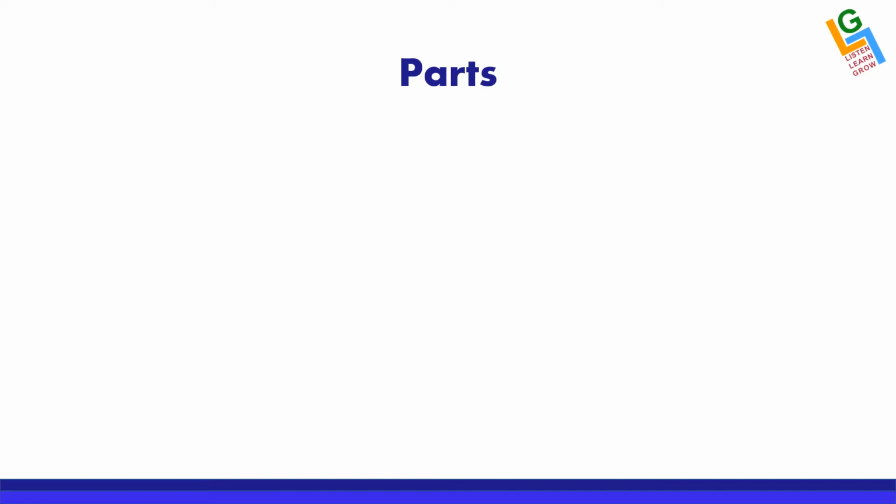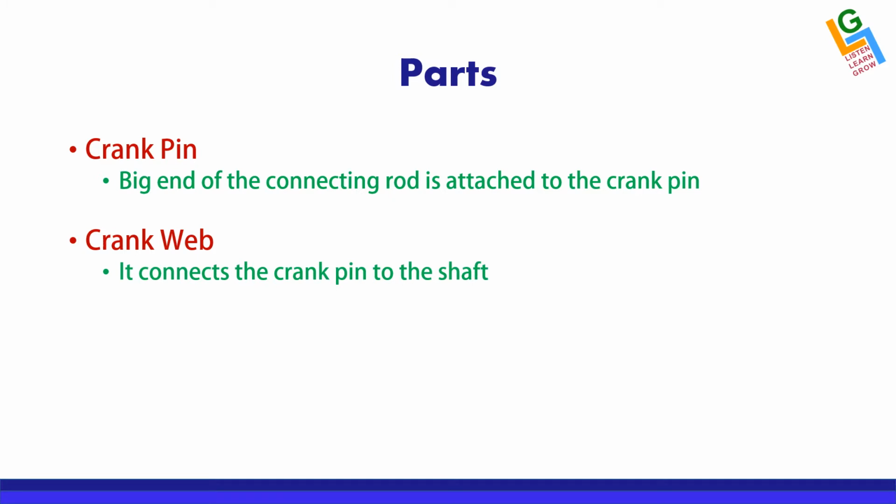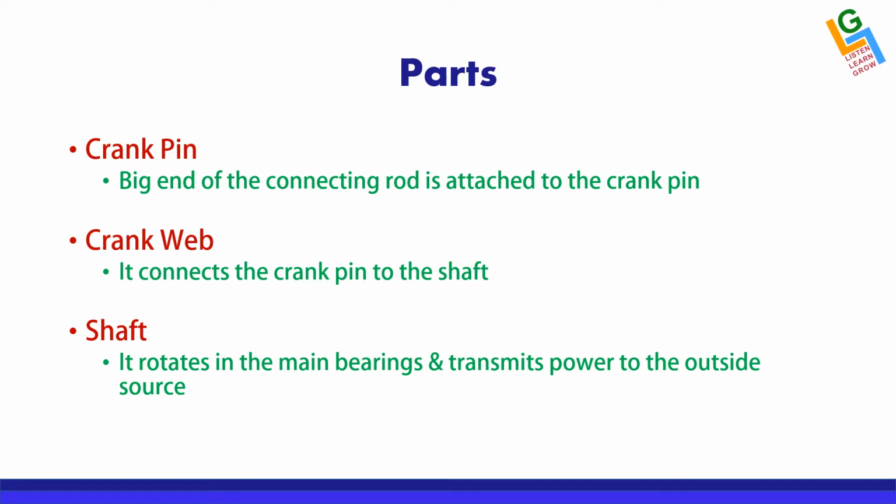Parts in the crankshaft. The crank pin. The big end of the connecting rod is attached to the crank pin. The crank web. It connects the crank pin to the shaft. The shaft. It rotates in the main bearings and transmits power to the outside source.